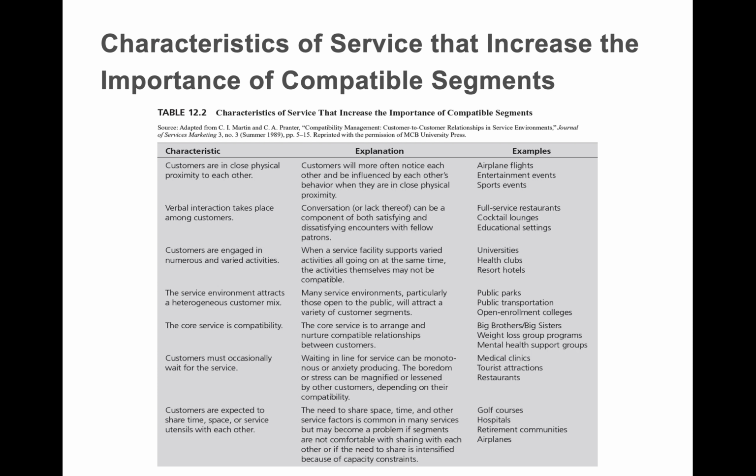This chart's one I'm not going to go through in detail, but if you just take an example for you, if you go down the right-hand side and you look at the second item, full service restaurants, cocktail lounges, so on, we'll go over the far left. Verbal interaction takes place among customers, right? You're sitting at the bar, you're talking to other people that are there. How's that situation structured? How is that put together to make sure that it's compatible? Look at the last one on the list down there on the far right-hand side. You have golf courses, hospitals, retirement communities, airplanes. Over on the left, you see customers are expected to share time, space, and service, even utensils with each other. In a restaurant, certainly, how are we going to handle that?